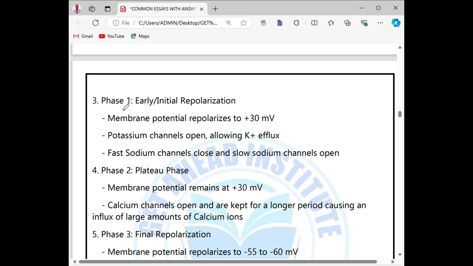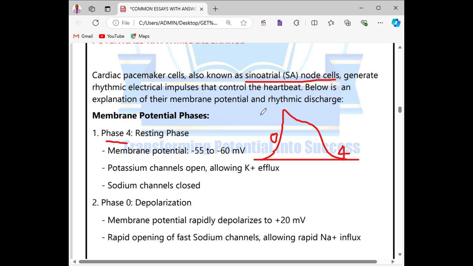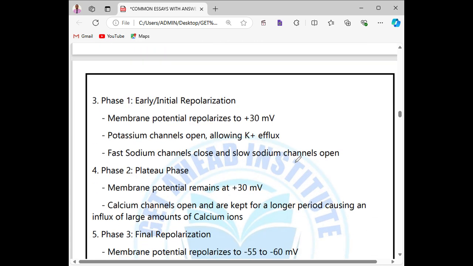Okay, so phase one is supposed to be here, because after depolarization we need repolarization. On phase one we have what we call the early or initial repolarization. Under this, the membrane potential will repolarize to positive 30 millivolts.